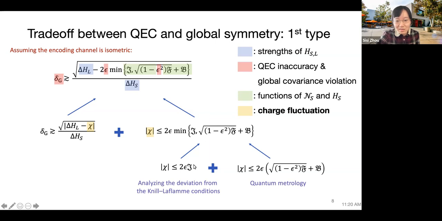It's easy to show that these two different bounds don't have an exact superiority between them. That's why we do need to combine these two together.